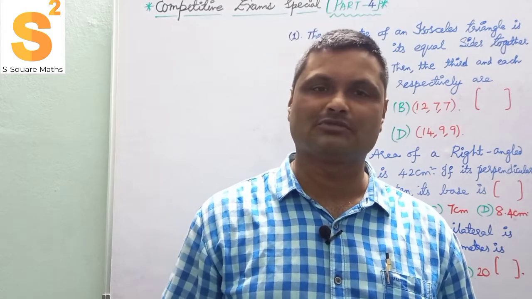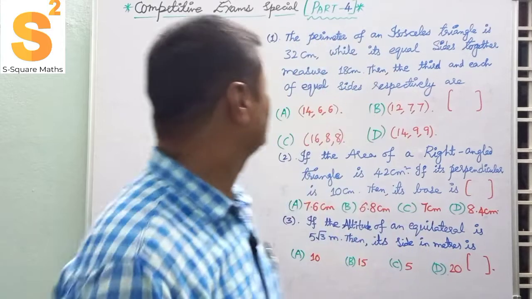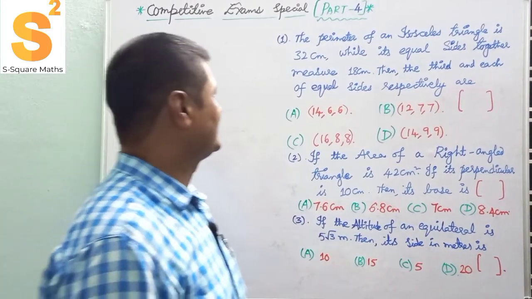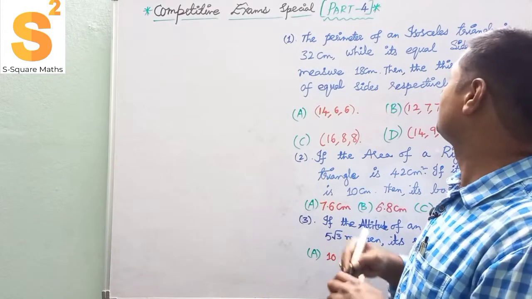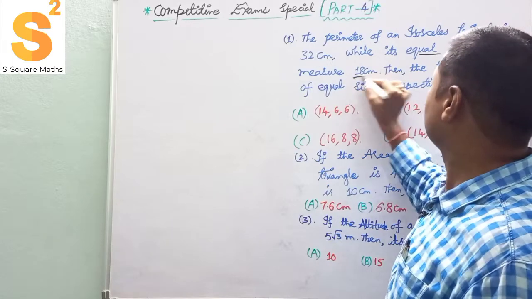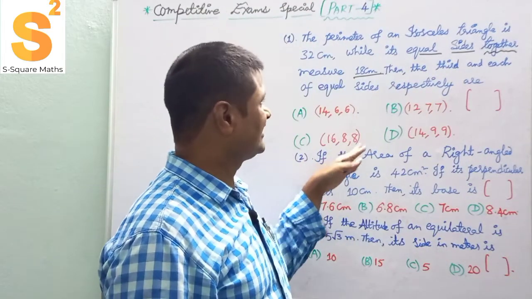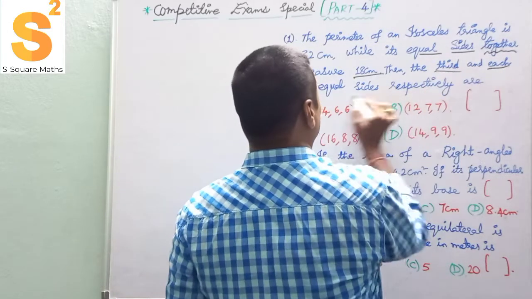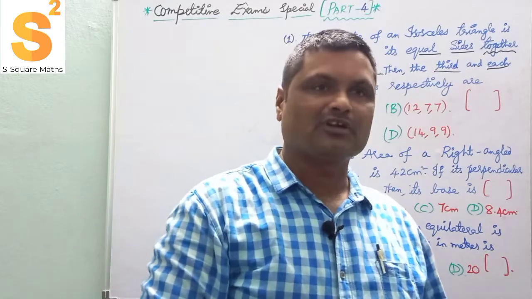So next we are going to discuss some of the problems, competitive examination special. Part 4: the perimeter of an isosceles triangle is 32 centimeters while its equal sides together measure 18 centimeters. Equal sides together 18 centimeters. Then we have to determine each of the equal sides and the third side. So this problem plays a very important role.